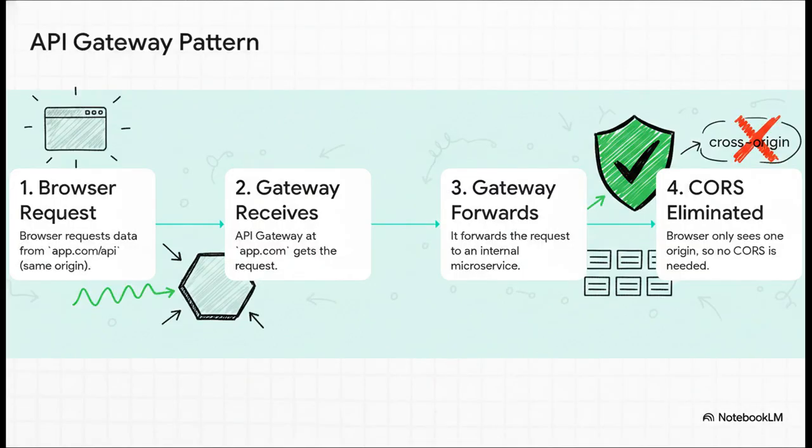Look how clean this pattern is. Your front-end app, living at app.com, makes all of its API calls to the same origin, something like app.com/api. The API gateway, which sits at that address, gets the request and then figures out which internal microservice to forward it to. From the browser's point of view, no cross-origin request ever happened. The whole CORS problem, it just vanishes.